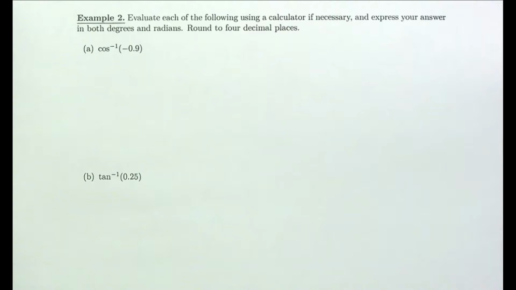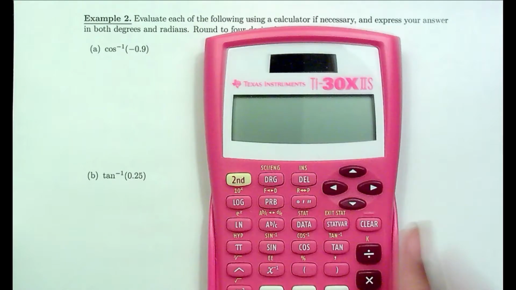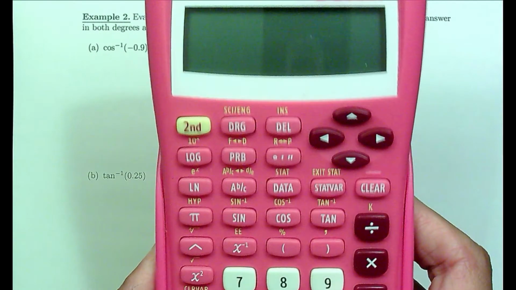In the next few examples, I would like you to learn how to find or evaluate inverse trig functions in context. First, example number 2 says use the calculator if necessary to figure out these values and express your answer in both degrees and radians, rounded to 4 decimal places. I just want you to become familiar with entering this in your calculator.